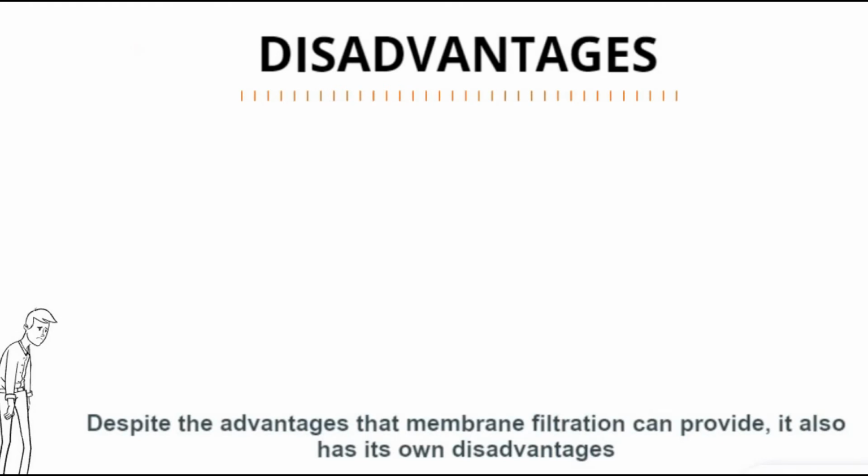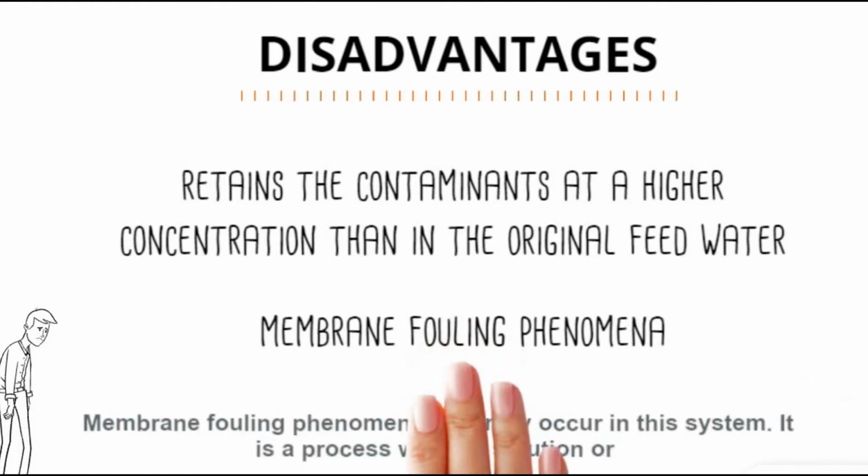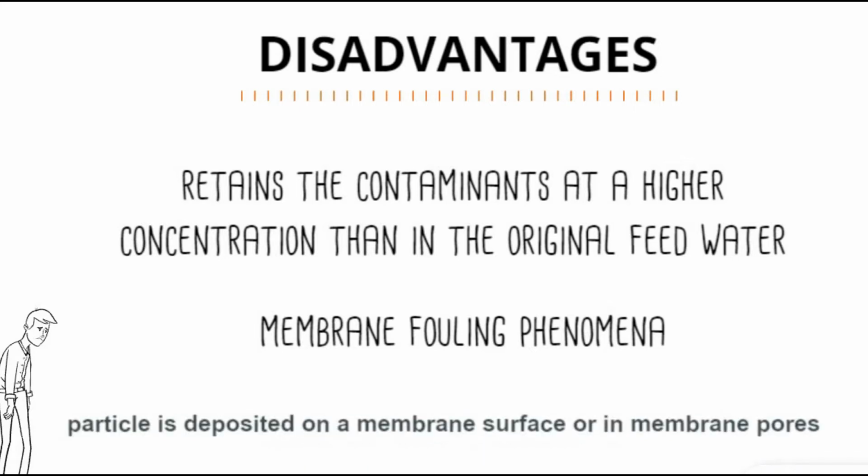Despite the advantages that membrane filtration can provide, it also has its own disadvantages. Firstly, it retains the contaminants at a higher concentration than in the original feedwater. Membrane fouling phenomena also may occur in this system. It is a process where a solution or particle is deposited on a membrane surface or in membrane pores.